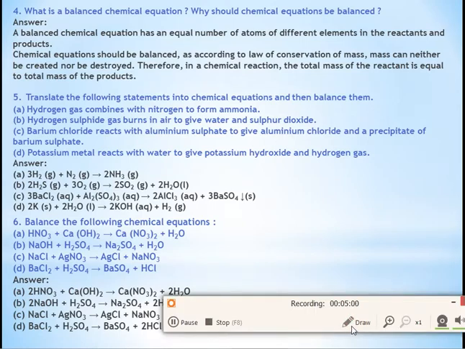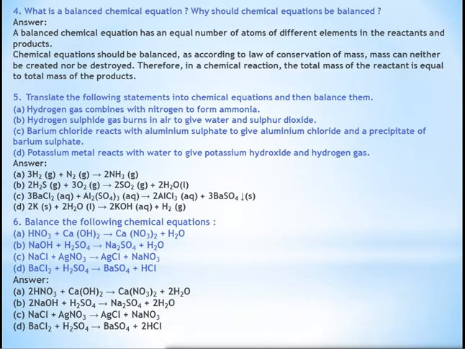Now let's take up question number 4. What is a balanced chemical equation and why should a chemical equation be balanced? So what is a balanced chemical equation? A balanced chemical equation is that equation in which the number of atoms on the reactant side should be equal to the number of atoms on the product side.